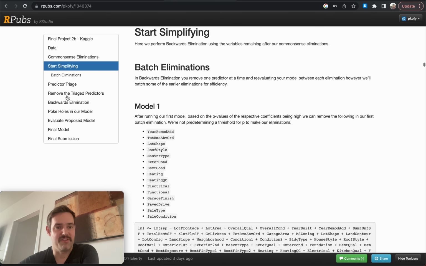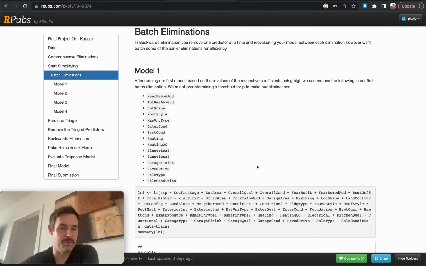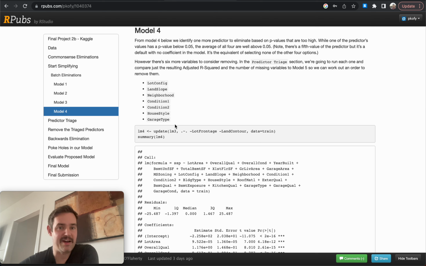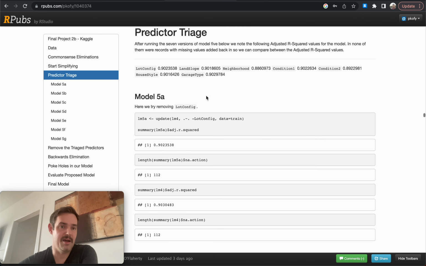I started simplifying in batch. You're only supposed to take one out at a time, but we had so many, I took them out in batches. So after running the first model, all of these were ones that we wanted to get rid of. By the 4th model, I had found 7 that I wanted to get rid of, and I tried something different, predictor triage. If I remove one at a time, I was being way too cautious with this.